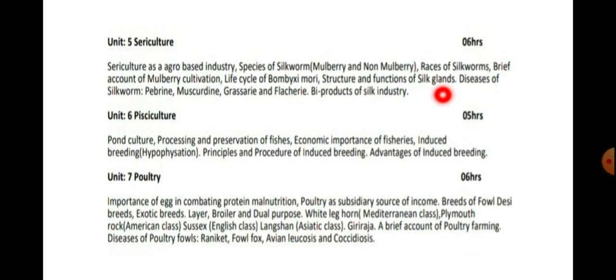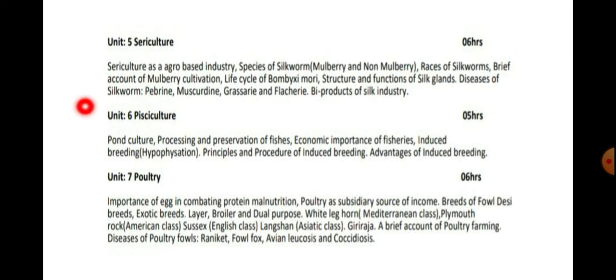There are some diseases which affect the silkworms. There is pebrine disease, then muscardine disease, then Grasserie disease, and Flacherie disease. These are some of the fungal, bacterial and viral diseases which infect the silkworms. And then byproducts of the silk industries. There are many byproducts which come from the silk industry. You will study those byproducts. It is for 6 hours, and it is one of the largest units in this paper.